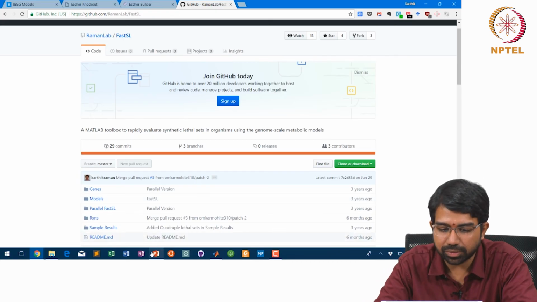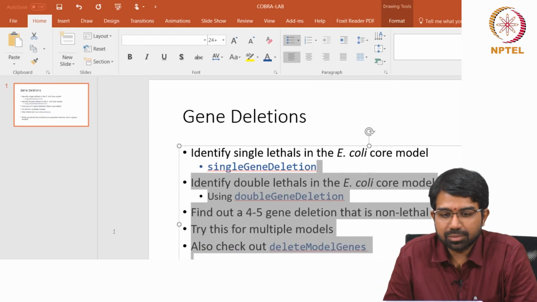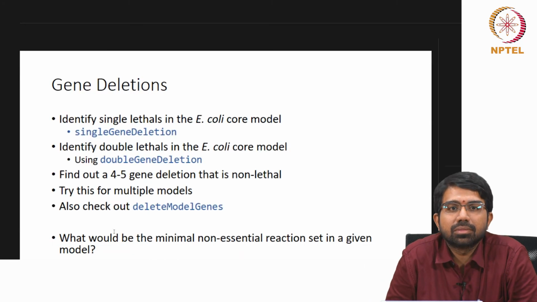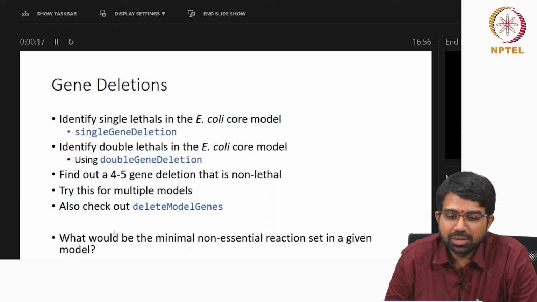Okay, so where are we? How much of this is done? Single gene deletion is. You have to try all of this. This is easy. Seriously easy stuff. You have to learn how to use delete model genes.